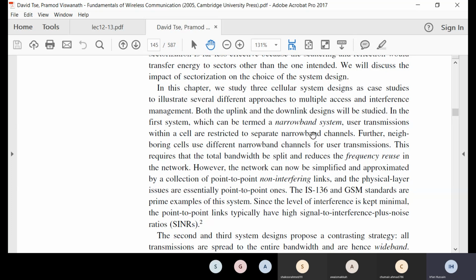So, narrowband: we have narrowband channels, and we use frequency reuse. For example, if I give this many channels to one user, I will give these many channels to another base station or another cell, but that will be quite far away.